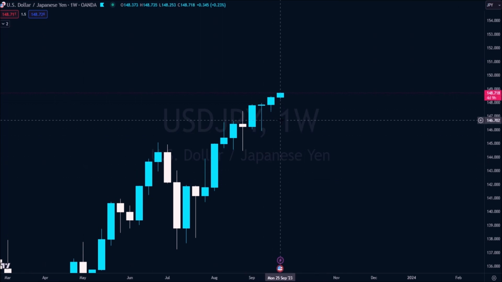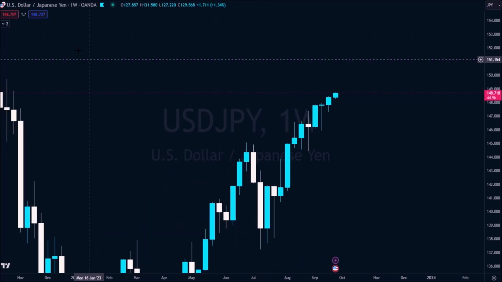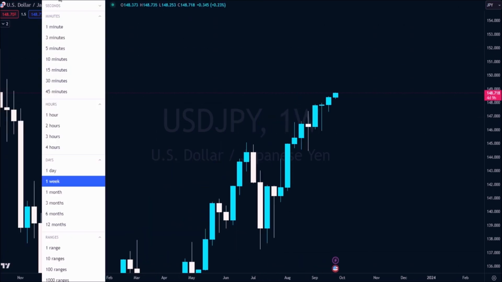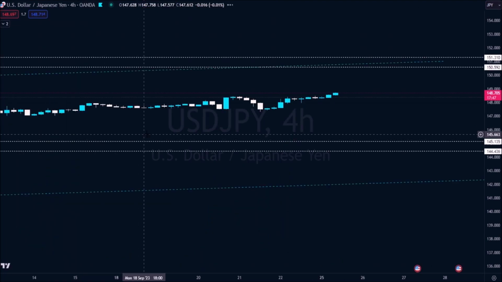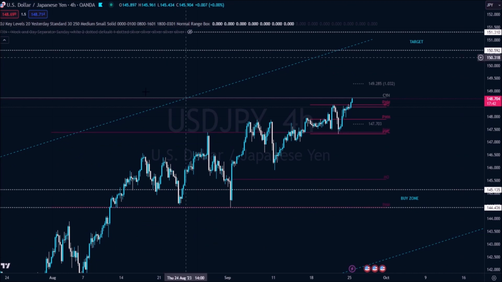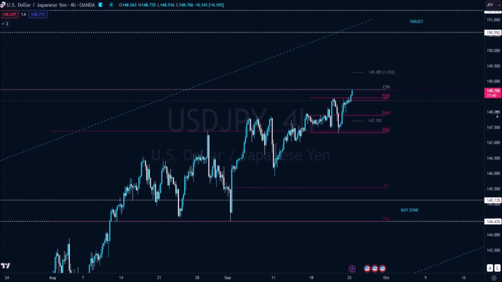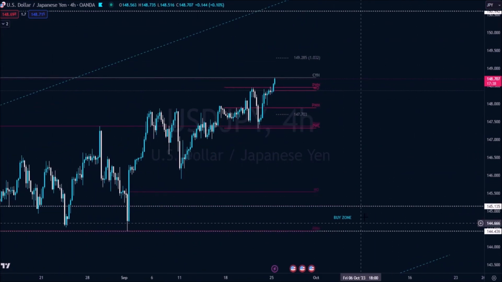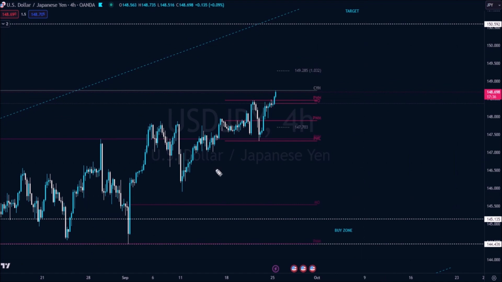Obviously Monday's still printing, and I do let Monday unfold before I look to get into the markets. So if we take a look at the H4 time frame, let's put on our indicator, which tells us our previous weekly high, weekly low. This buy zone is just an area for swing longs, that if we came down into this area again, I would be looking for swing longs.